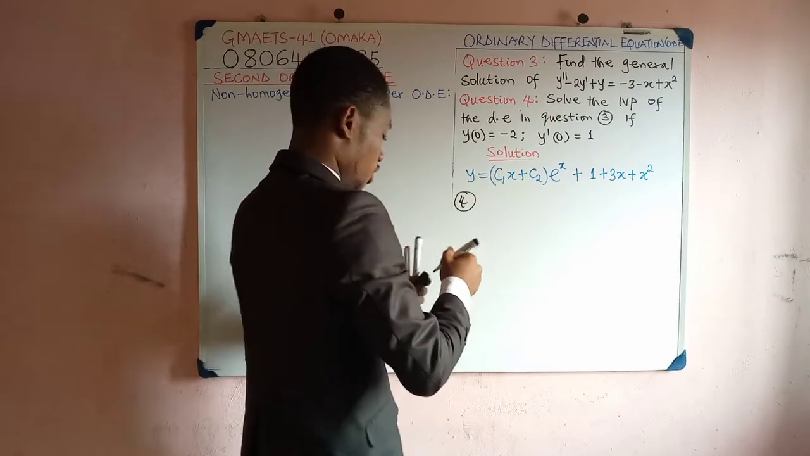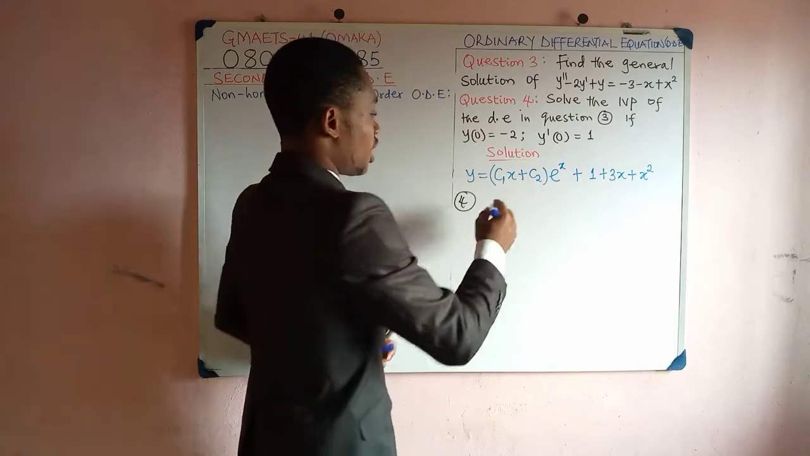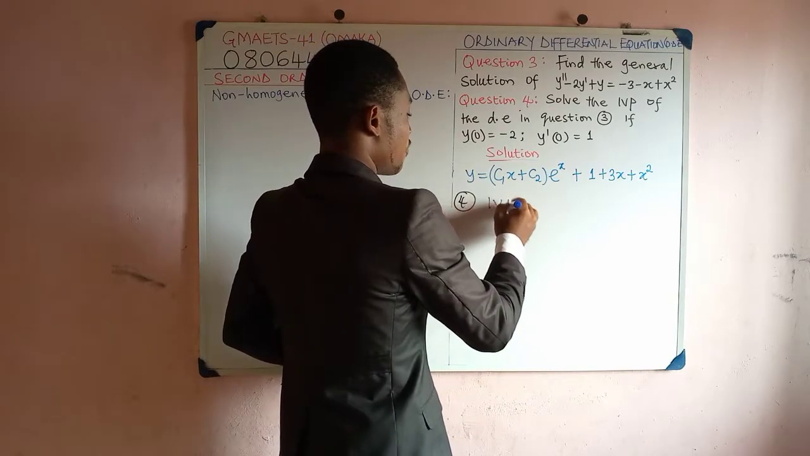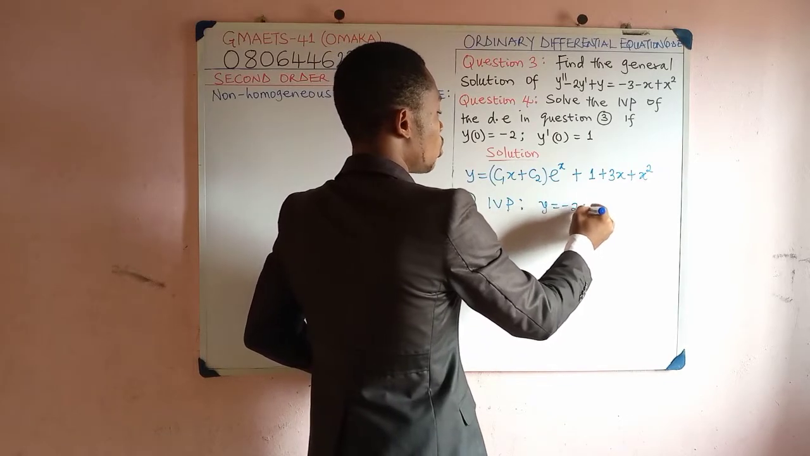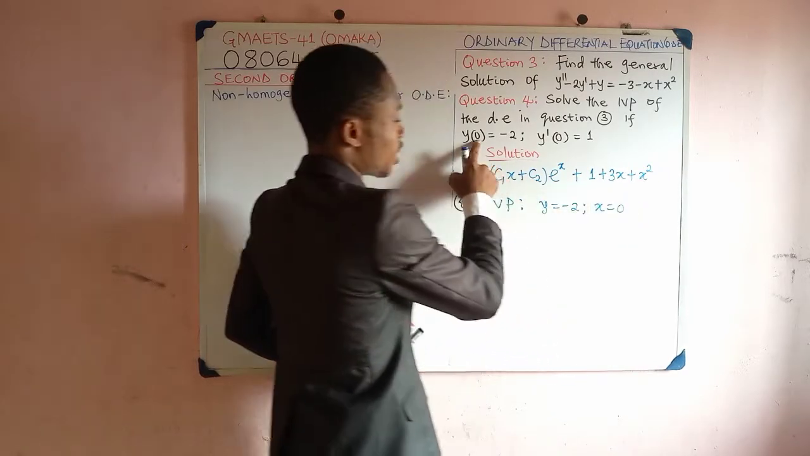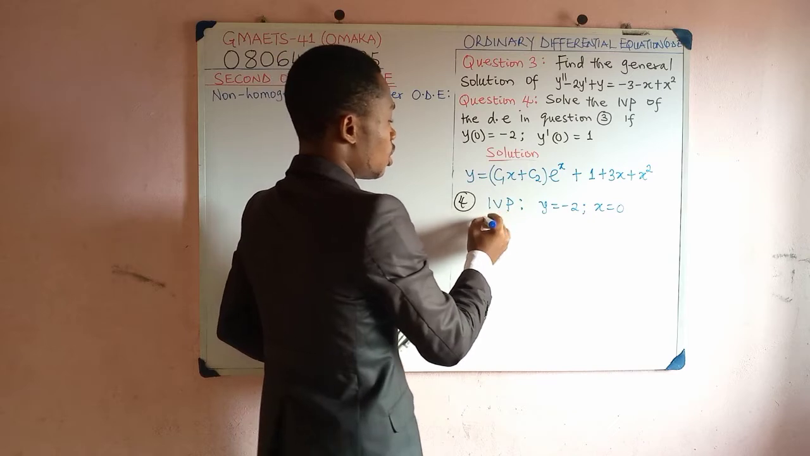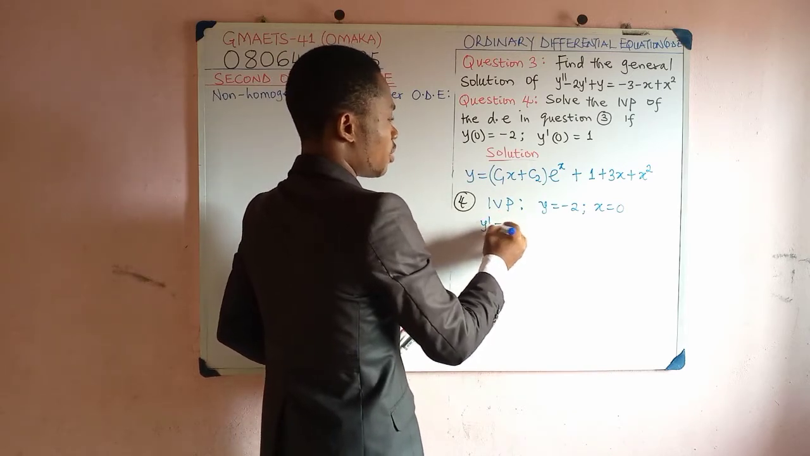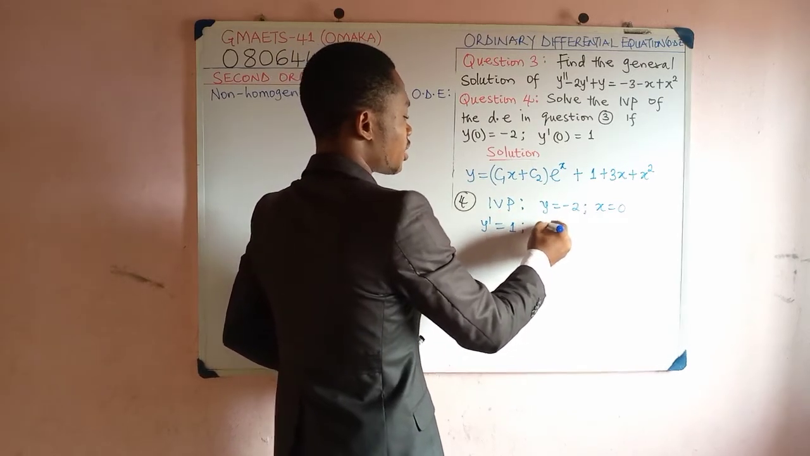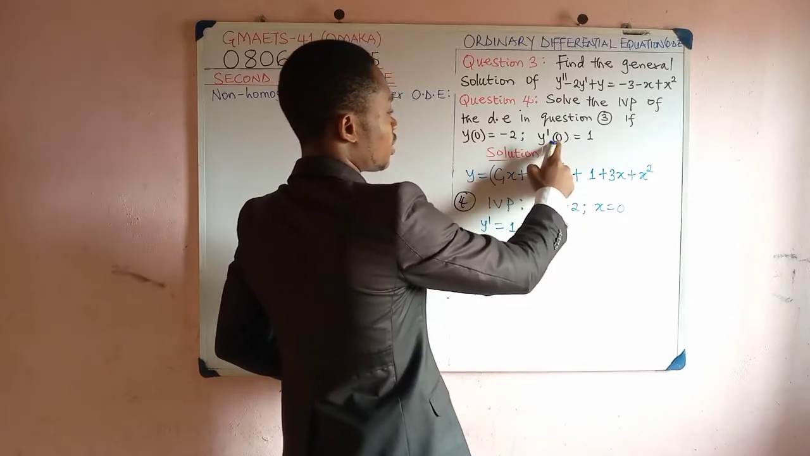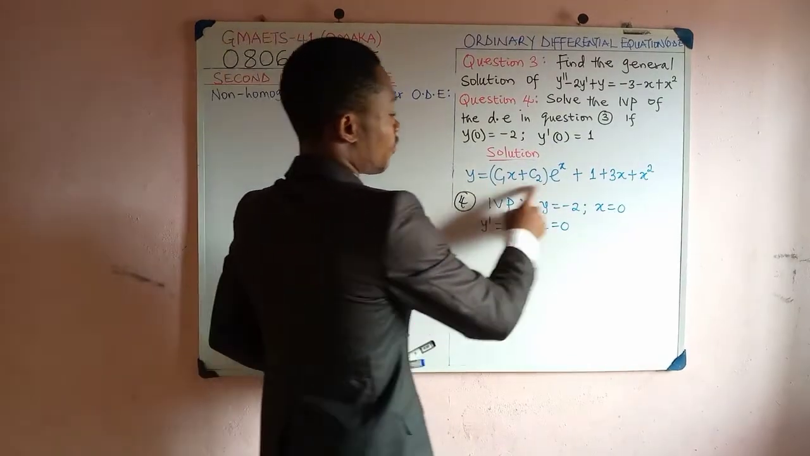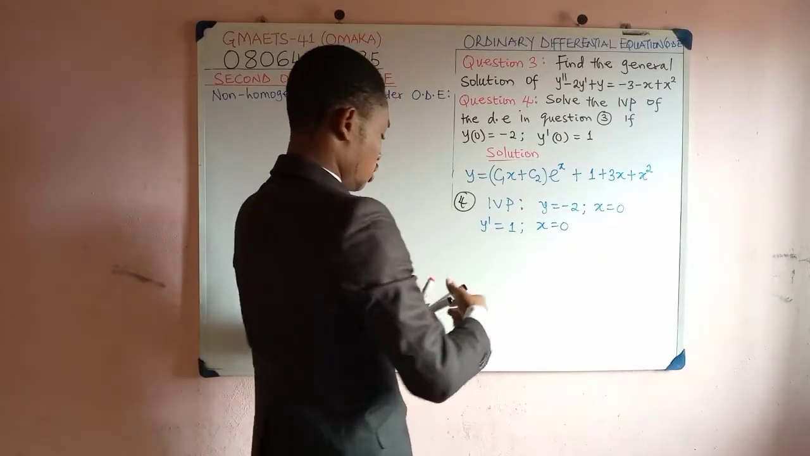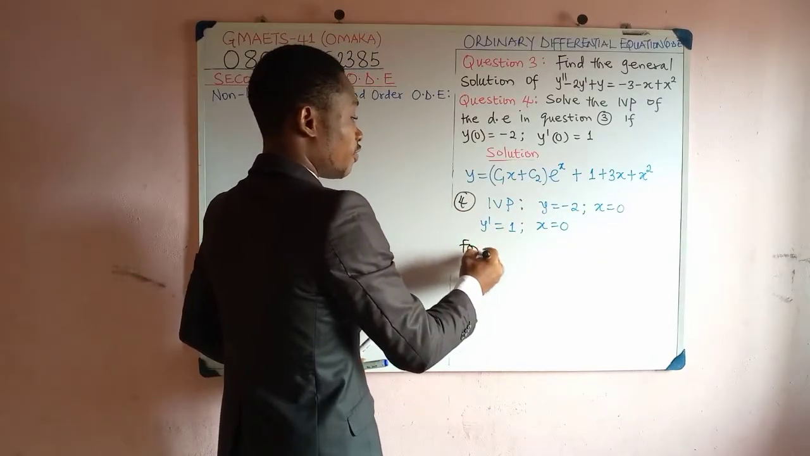From the problem given to us, the IVP, this is question number 4. Number 4 solution. We're given that y of 0 is equal to minus 2, that's the IVP condition given. When x is equal to 0, y is minus 2. We also know that y prime is equal to 1 when x is equal to 0. So what are we going to do? We're going to substitute directly using the first condition.